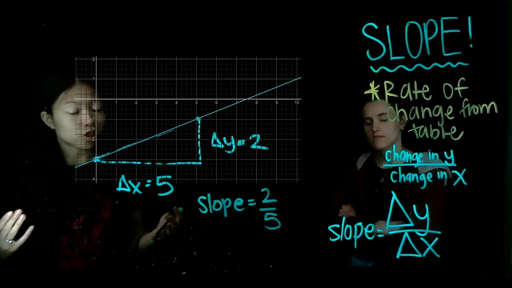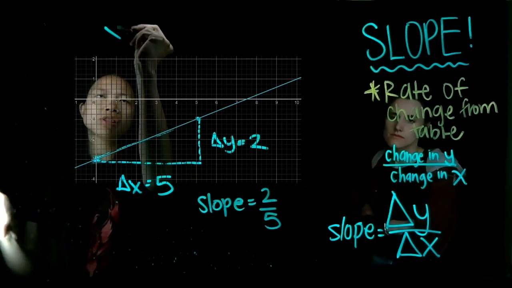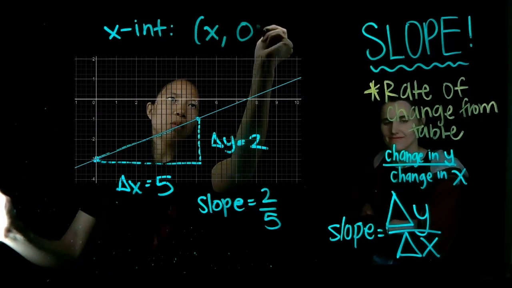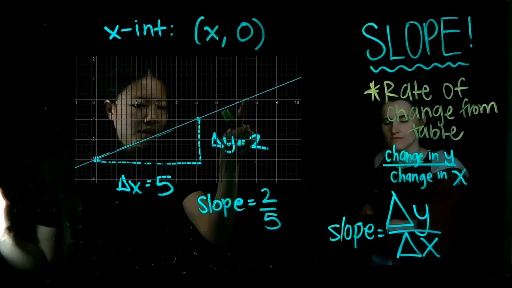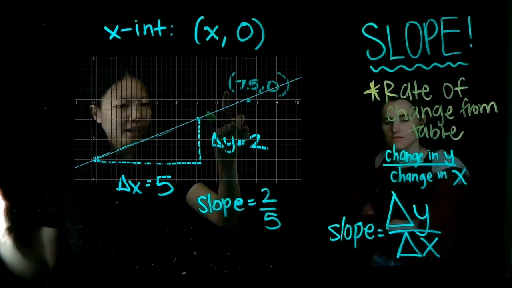Some other key features to point out on a graph as well are the x and y intercepts. Our x-intercept is when y is 0. So we have some x value and our y value is 0. When y is 0, where does it cross the x-axis? Okay, it looks like it crosses here at like 7.5. So I would say my x-intercept is 7.5.